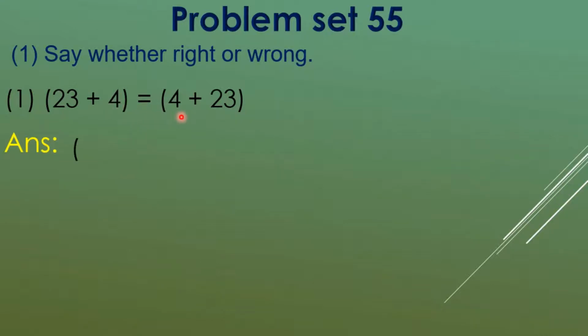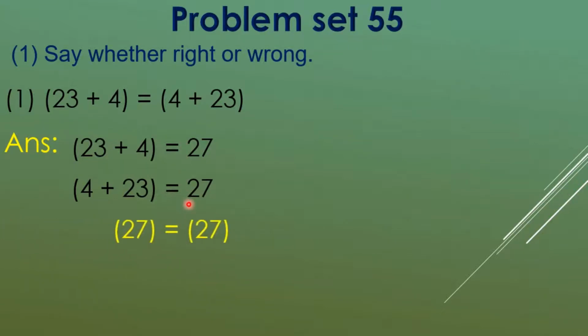So the value of the first expression 23 plus 4 is equal to 27 and the value of the second expression 4 plus 23 is equal to 27. As you can see, the value of these two expressions is equal, that is 27. Hence, we can write these two expressions in the form of an equality. So, we say the given statement is right.